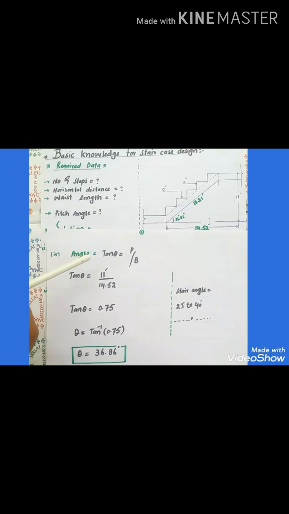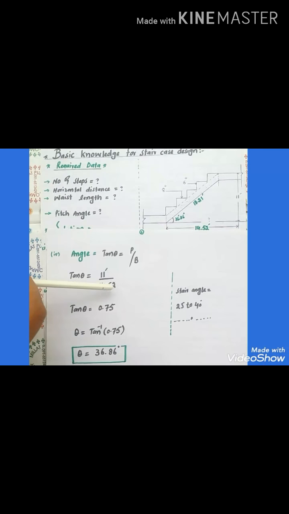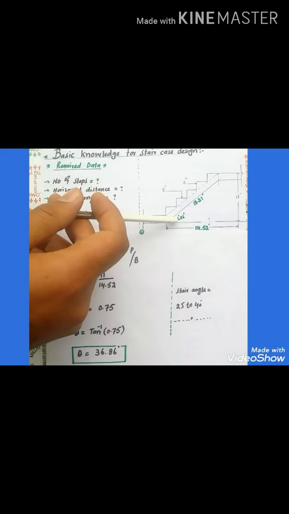We know that tangent theta is equal to perpendicular divided by base. Tangent theta is equal to 11 feet divided by 14.52. The 11 feet is the perpendicular and 14.52 this is base or horizontal length. Tangent theta is equal to 0.75. Theta is equal to tangent inverse of 0.75. The angle is equal to 36.86. This is the angle.